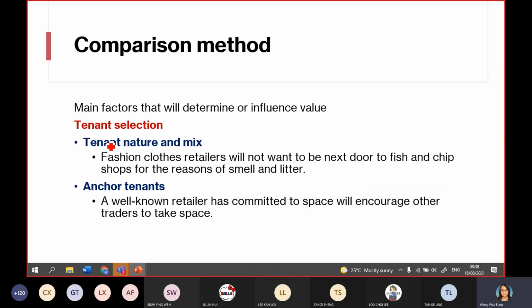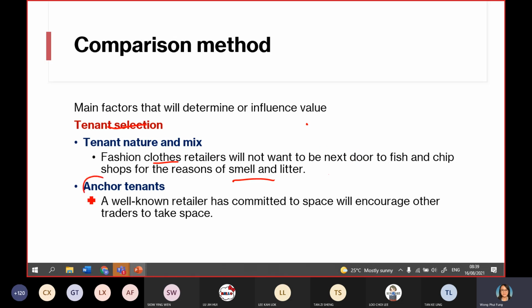Next, the next factor is about the tenant selection. So first is the tenant nature and mix. A fashion clothes retailer will not want to be next door to a fish and chips shop for the reason of smell and litter. Which means that for one shop, if their neighbor sells fish or pork or chicken, then that will affect the property value of the next shop. Because let's say someone is selling perfume, it's very difficult for them if the neighbor is selling fish and chips.